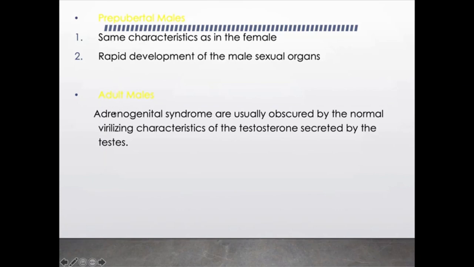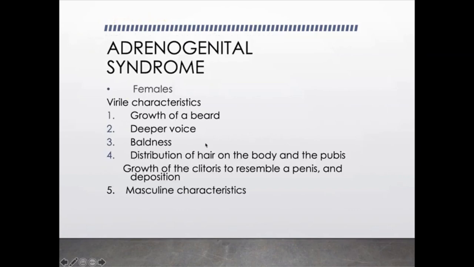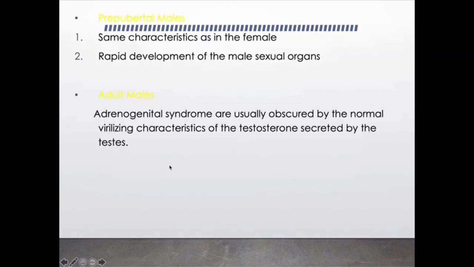In the adult males, though all the genital organs have already developed, in the adrenogenital syndrome they are usually obscured by the normal virilizing characteristics of testosterone. Because in adult males, all the male primary and secondary sex characters have developed already. So it will be difficult to diagnose that condition, because the normal testosterone also causes all these same effects like deeper voice, baldness, growth of a beard. So it will be difficult to diagnose the adrenogenital syndrome.